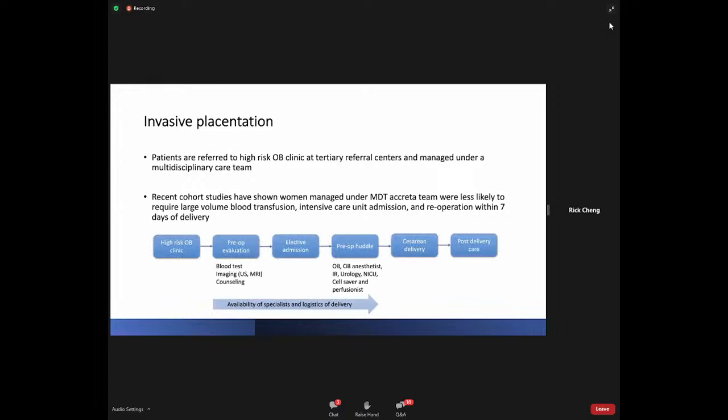This is the usual model that we would follow here at SGH. Through the high-risk OB clinic, a MDT pre-op evaluation is performed to ensure that appropriate blood tests, imaging, and counseling is done. The patient will then be electively admitted at the desired time. Prior to the elective cesarean delivery, a pre-op huddle with all the relevant specialties will be done to ensure that all roles and responsibilities, as well as contingency plans, are established.